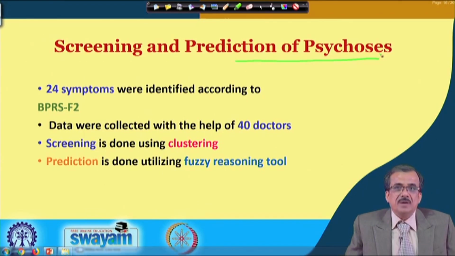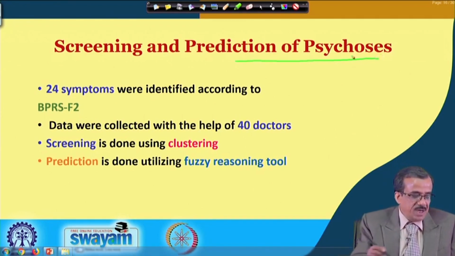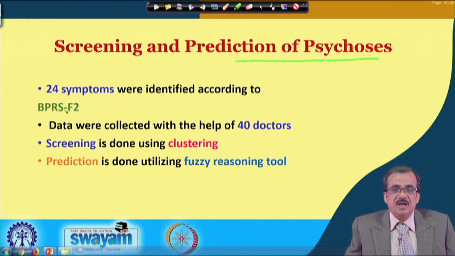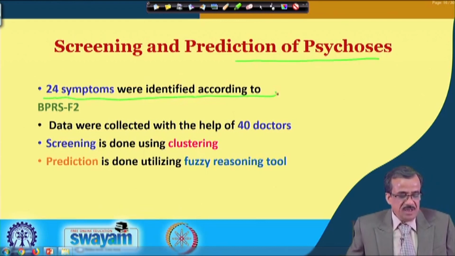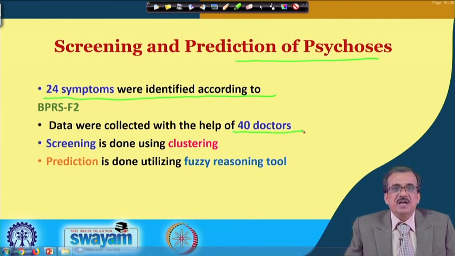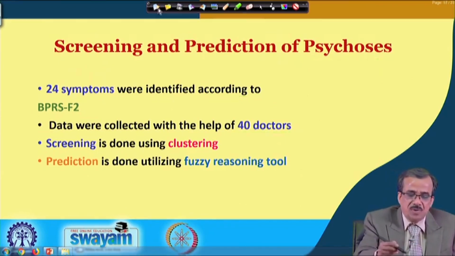We carried out some sort of intelligent data mining using data related to psychosis. For this, we consulted some doctors and collected the data. There are 24 symptoms related to this mental disease, psychosis, and the data were collected with the help of 40 doctors. We carried out screening using clustering, and prediction using the fuzzy reasoning tool. Now, let us see how to carry this out.